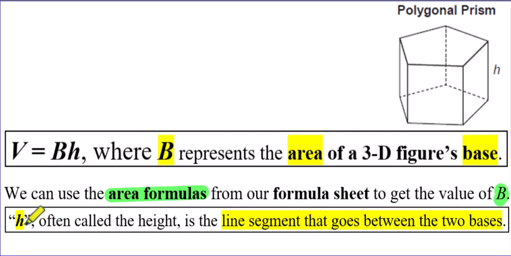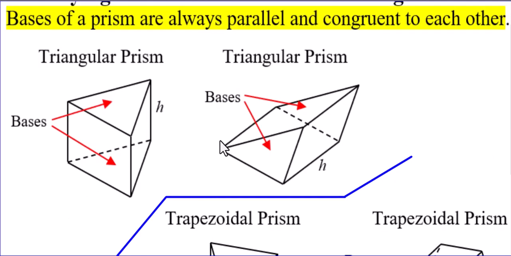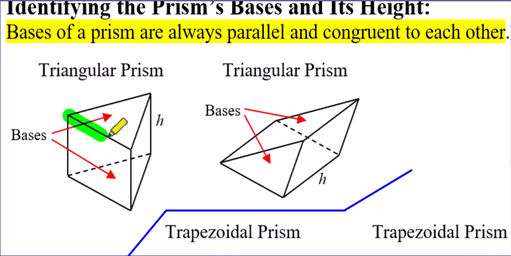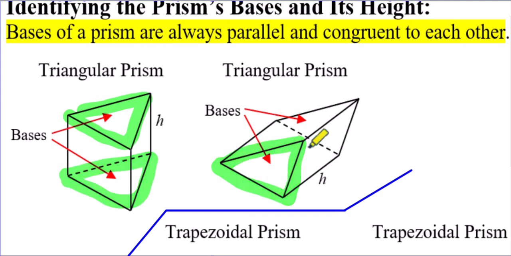The variable that's called lowercase h, often called the height, is the line segment that goes between the 2 bases. Now, on this drawing on our formula sheet, it goes up and down. But depending where the bases are, it might not always go up and down. So here's some examples here. Remember, bases of a prism are always parallel and congruent to each other. So the triangular prism, sometimes the triangles will be at the top and at the bottom, like you see here, but other times they could be in the front and in the back. So every drawing is going to be a little bit different.